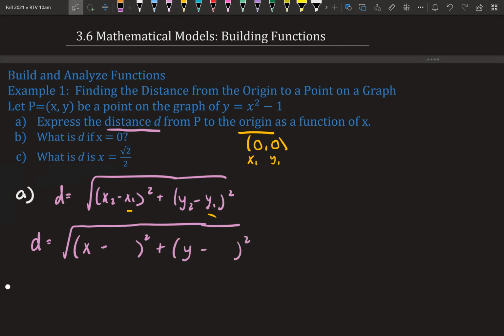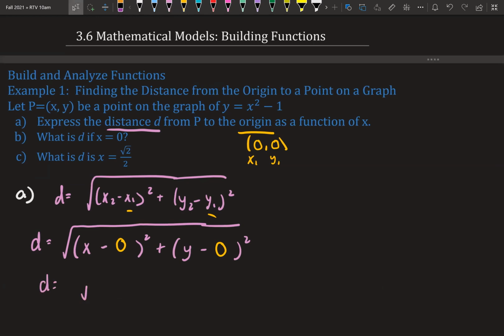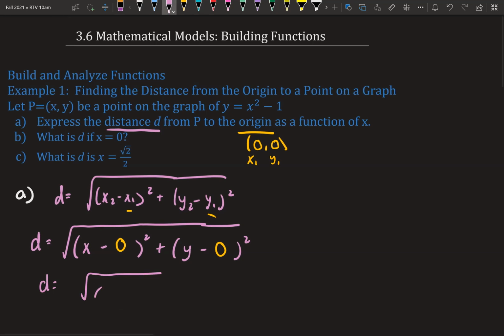So let's plug in our point of (0, 0). And we know it's a point because it says origin. And here we simplify. So x minus 0 squared is just x squared. y minus 0 squared is just y squared. So based off of those two things, now we're here at d equals the square root of x squared plus y squared.